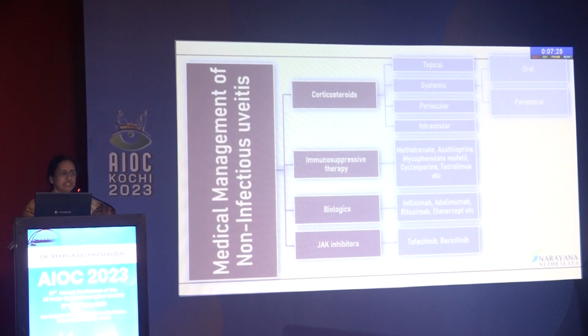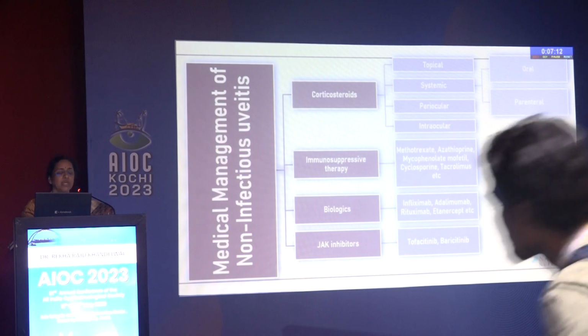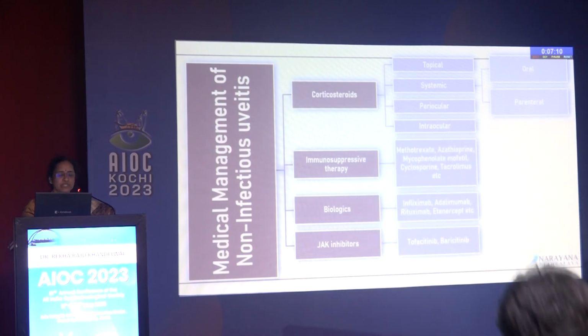Next come immunosuppressives. In immunosuppressive therapy, the drugs we commonly use are methotrexate, azathioprine, mycophenolate mofetil, or T-cell inhibitors like cyclosporine, cyclophosphamide, and tacrolimus. Next come the recent drugs such as biologics. In this, we use infliximab, adalimumab, etanercept, or rituximab. Depending upon whether it's a T-cell mediated or B-cell mediated disease, we choose the appropriate biologic agents. The recent drugs are Janus kinase inhibitors. Drugs like tofacitinib and baricitinib are also used to control the inflammation.